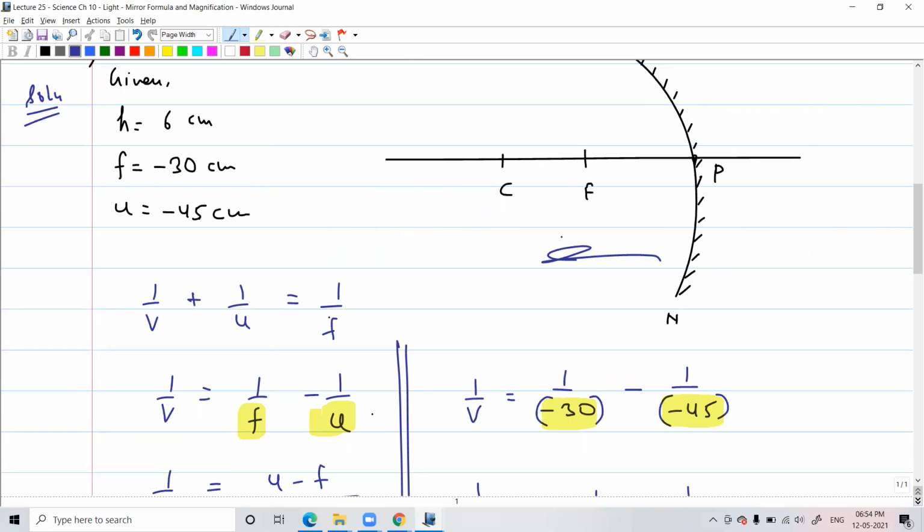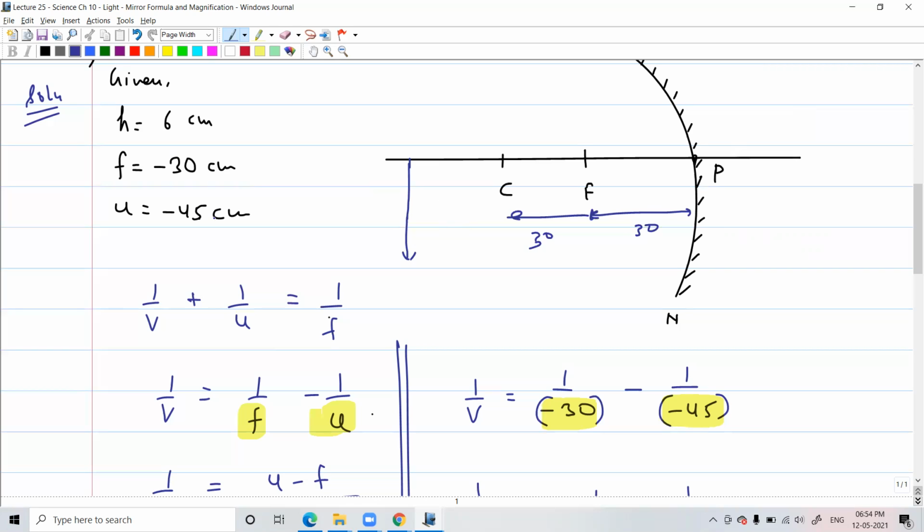Now, where will be the approximate position? Focal length from here to here, it is 30. So this will be another 30. 30 plus 30 will be 60. So you can see that the image will be 90 centimeters to the left. So you can draw the figure like this over here. Beyond C. Beyond C, of course. Okay.